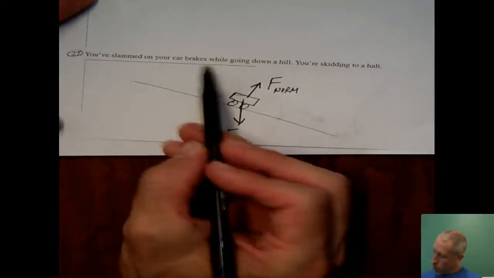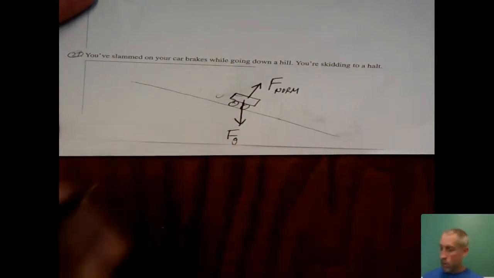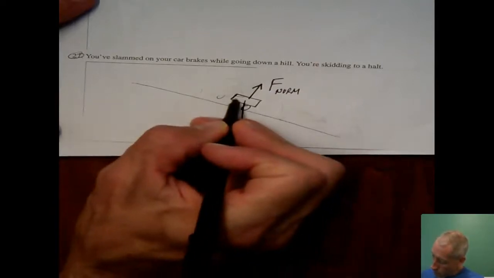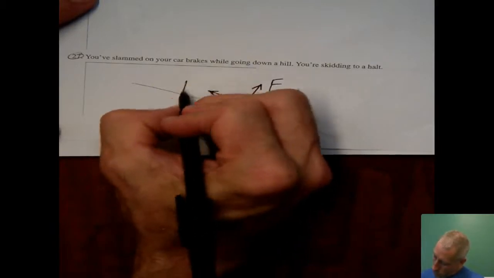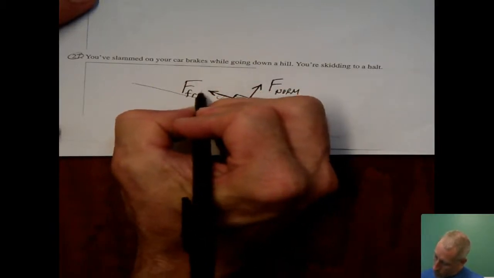Now we're slamming on your car brakes. That means your car is probably skidding, and that skidding is being caused by the friction opposing the sliding of the tires across the road.